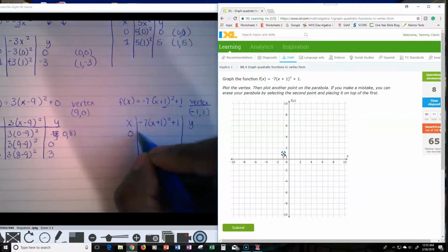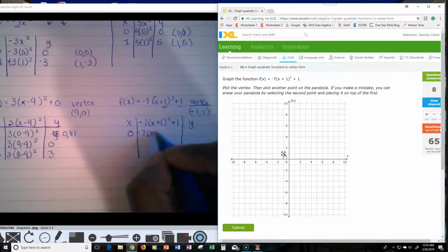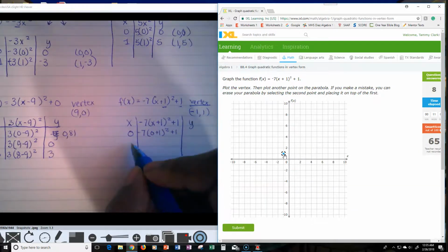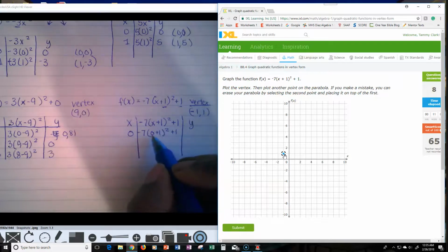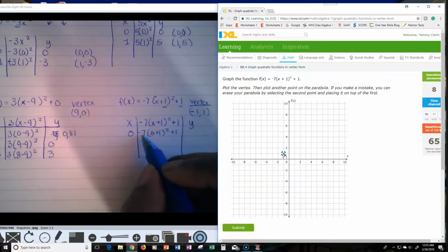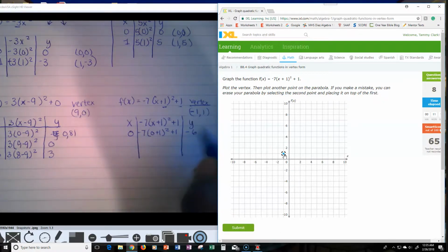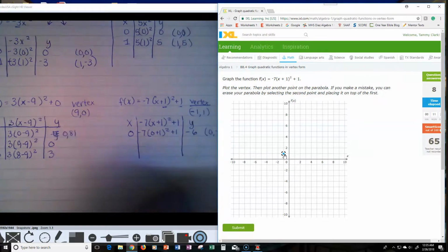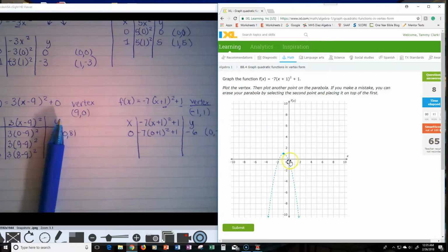So let's use 0. Got negative 7 times 0 plus 1 squared plus 1. So let's see. 0 plus 1 is 1. 1 squared is 1. 1 times negative 7 is negative 7. Negative 7 plus 1 is negative 6. So our ordered pair here would be 0, negative 6. So what we know about that is that 0, negative 6 is our y-intercept.